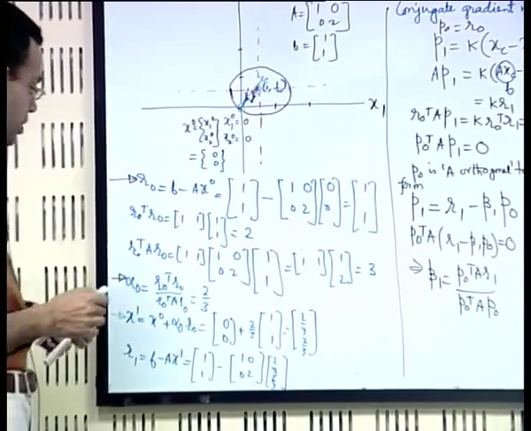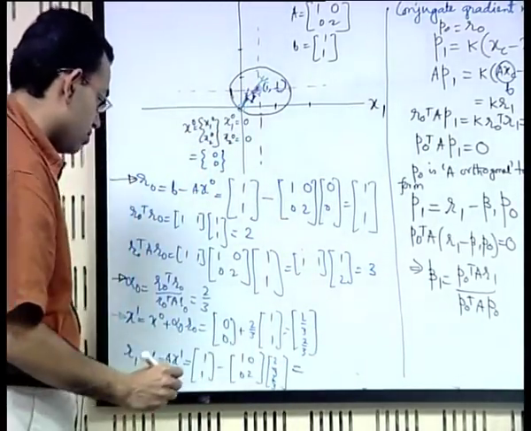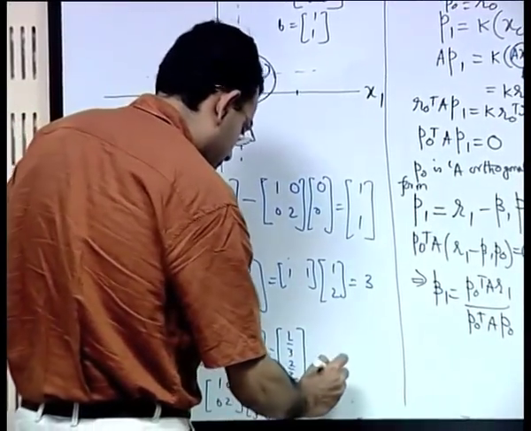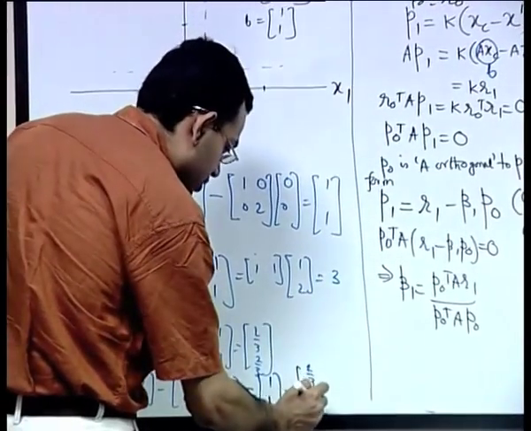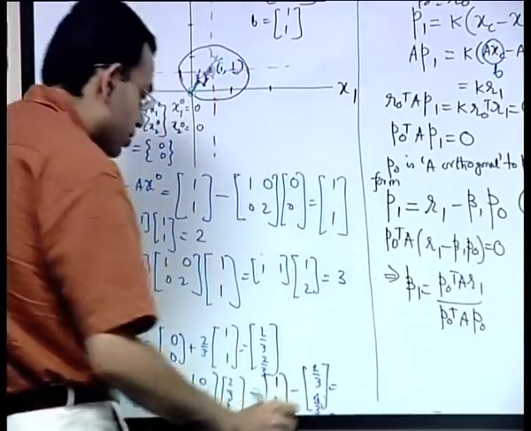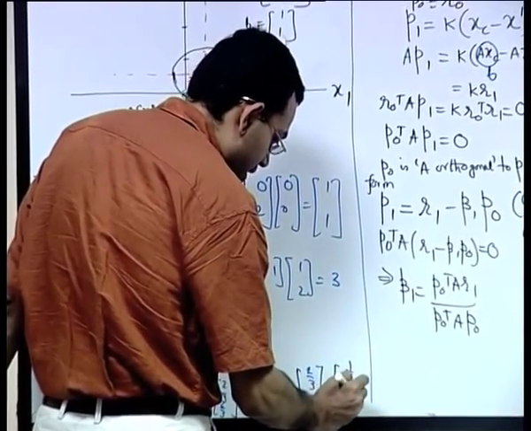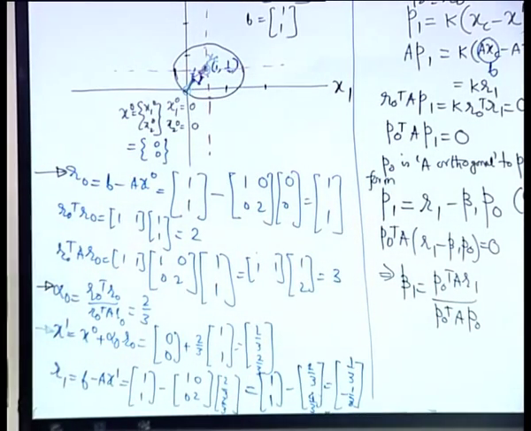So R1 is B minus AX1. So [1 1] minus [2/3 4/3]. So what will be R1? 1/3 and minus 1/3. So up to these steps we also had to calculate in the steepest descent method.